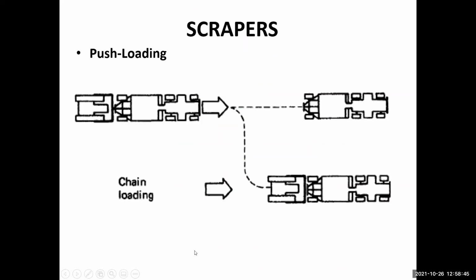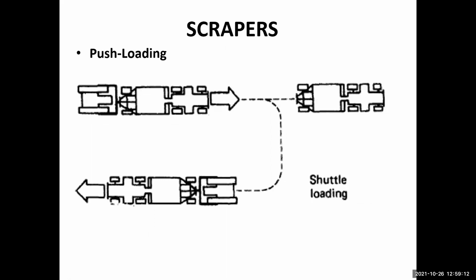Again, some scraper operations have been shown over here. This is called the chain loading method. As you can see, one loader moves in the other direction, and then another loader moves forward. Another type of scraping operation is called shuttle loading. I would recommend you read the details of these operations from the textbook, and then it will be much clearer.